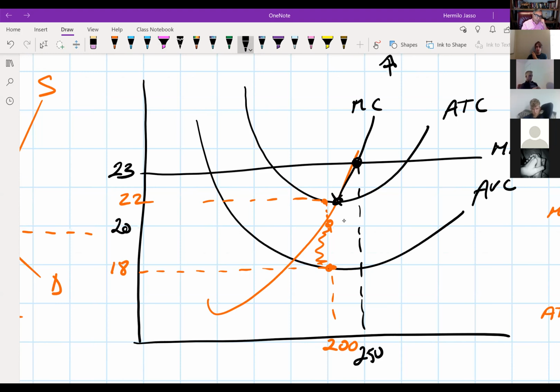They are making money because at the price of 23, the average total cost is right here. It's actually now only 22. So they are making $1 per unit. For how long will this company be able to make profits?